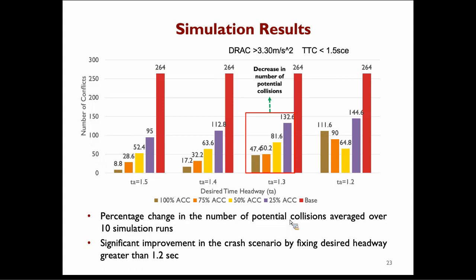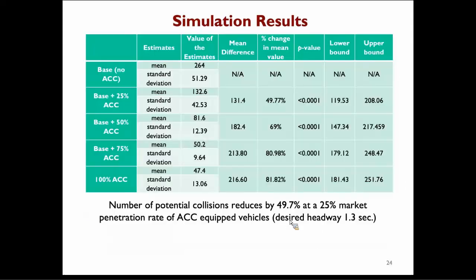And even for just using 25% of ACC equipped vehicles, we can reduce 50% of their potential collisions. To give the specific numbers, in this table you'll see that in the base condition we have 264 potential collisions, but in the 25% market penetration rate we have around 131 potential collisions. So it's a significant drop, like we can drop 50%. And with higher penetration, for example 80%, you can drop 80% of the potential collision risk.